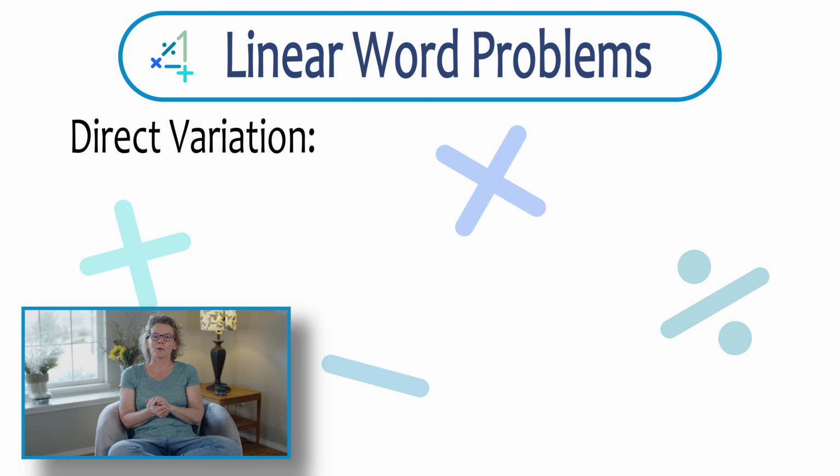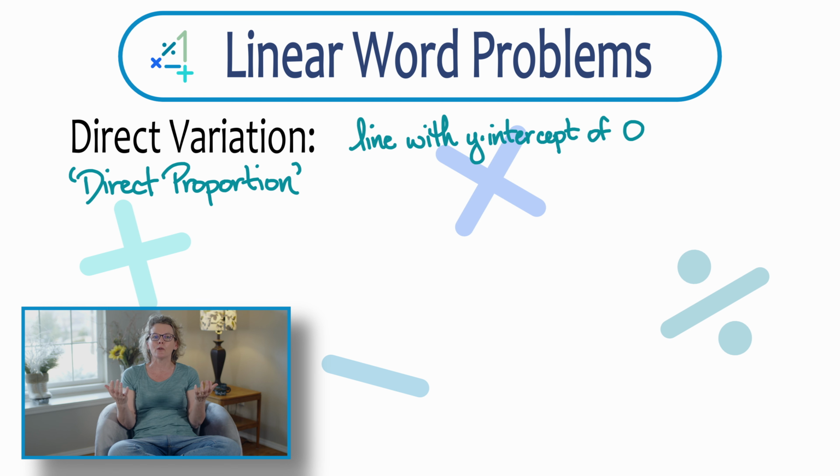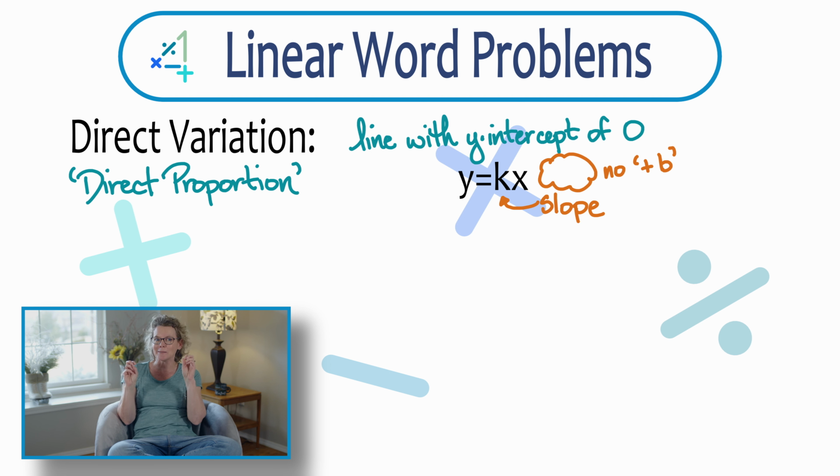Our last example is something called direct variation. It can also be called a direct proportion. It really means that we have a line with a slope, but the y-intercept is 0. The form of these lines are y equals kx. Notice that the k is really the slope, and there's no plus b.